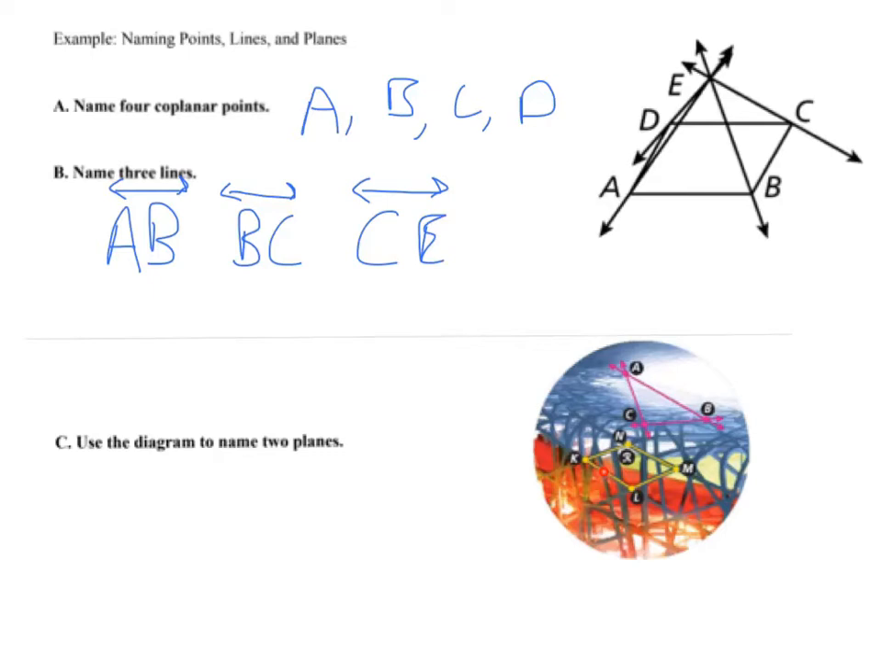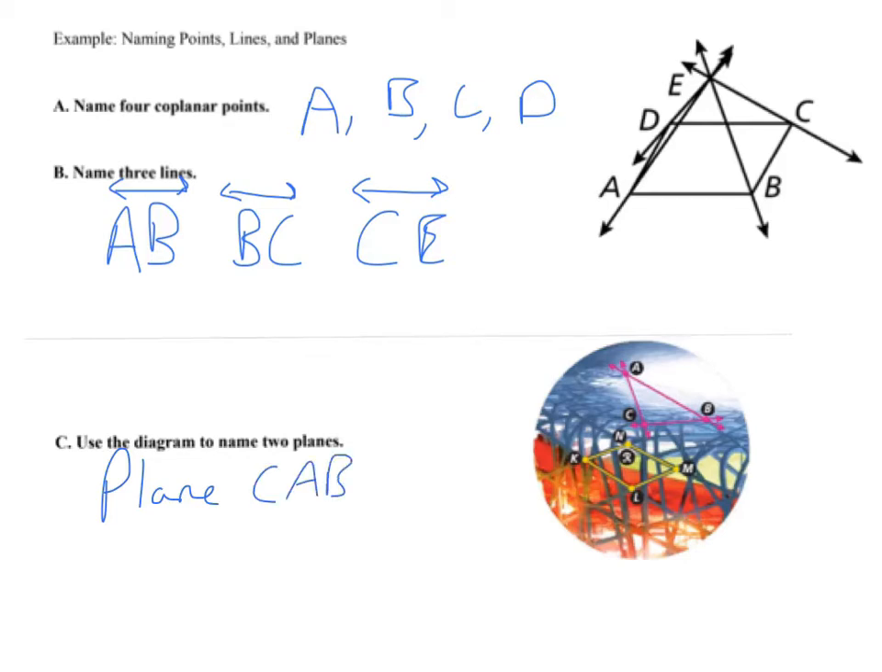Now, remember I was just harping on the fact that these lines, when we name them, we had to have a double headed arrow on the top. A plane has no such symbol. So when you're naming a plane, you really just want to write the word plane and then name the plane. So I'm going to name this pink one first, and I'm just going to call it plane CAB.